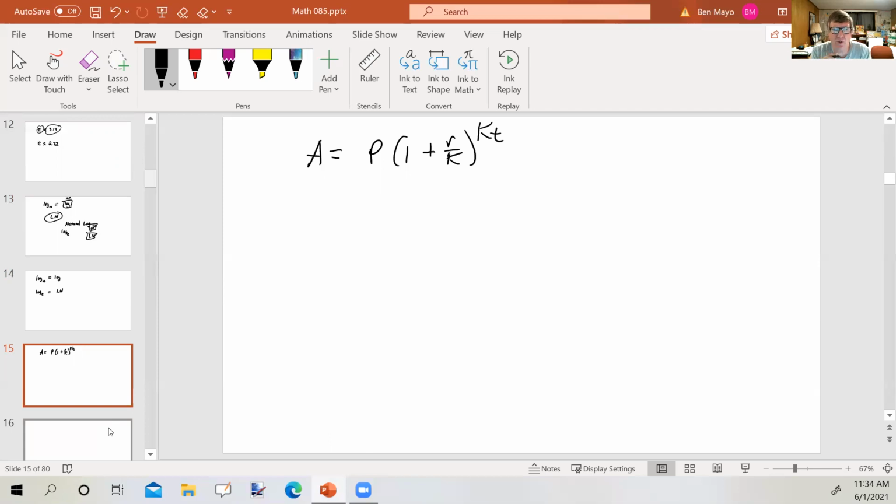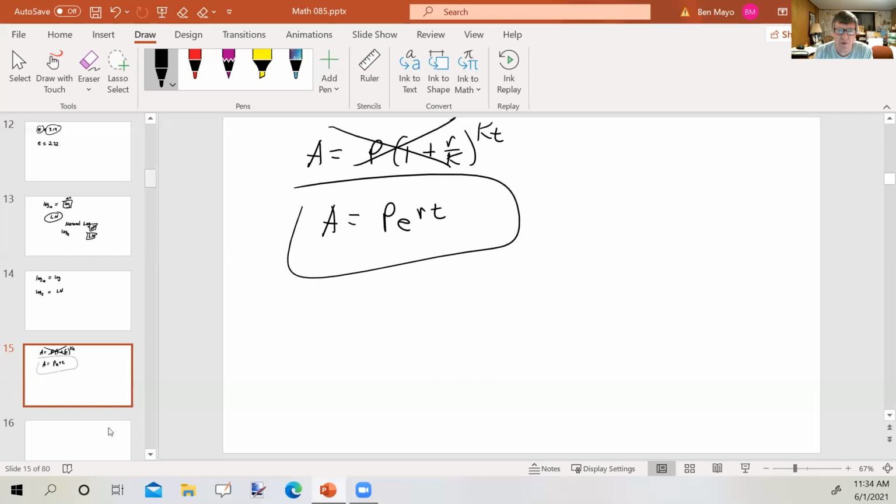But what if we have a situation where the interest is compounded continuously? Well, then we would no longer use this formula. We would use a new formula, which is A equals P E to the RT power. Or think of the word PERT, P-E-R-T. There used to be a shampoo called Pert, but I don't know if it still is. But anyway, it's P times E raised to the RT power.